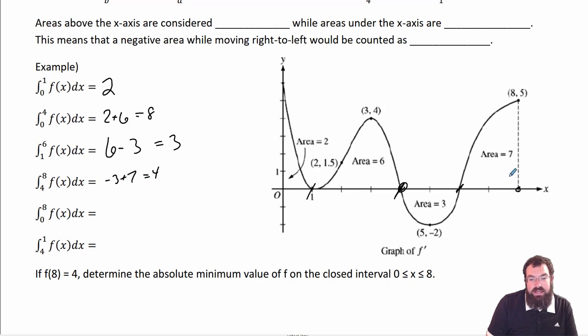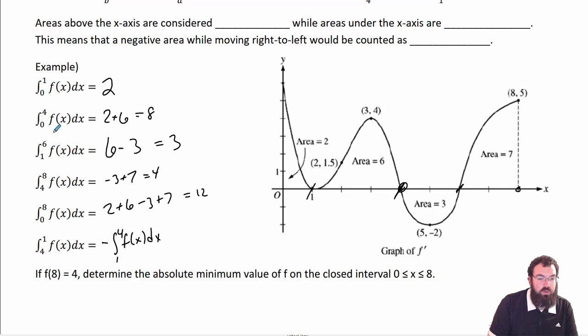From 0 to 8, I'm basically taking each individual section and adding it. So it's 2 plus 6 minus 3 plus 7. So I get 8, 15, I get 12, I believe is my answer. Yep. And then from 4 to 1, so now I'm going backwards. This is the same as saying the negative of the integral from 1 to 4 of f of x dx. From 1 to 4 is 6, right? Just like it was right here, we kind of split it up.